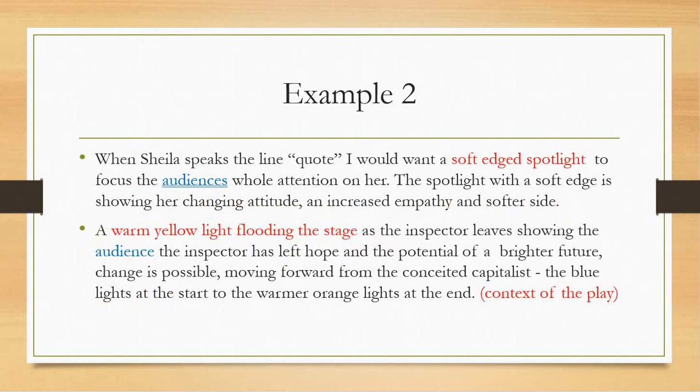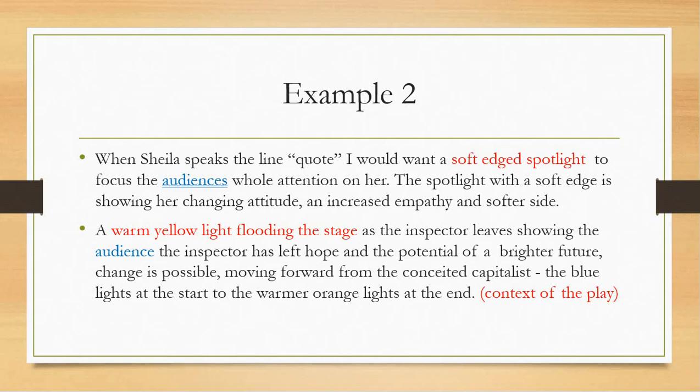Another example. When Sheila speaks the line, quote, I would want a soft-edged spotlight to focus the audience's whole attention on her. Remember, the focus is for the audience. As a director, we are creating a play, we are creating a show for an audience. So we always add the word audience. What do we want? The audience. The spotlight with a soft edge is showing her changing attitude and increased empathy on the softer side. A soft edge spotlight on stage shows that warm, softer, empathetic side. If we want an angry scene on a character, we might use a hard edge spotlight. Again, it's knowledge of the lighting and it's knowledge of the play.